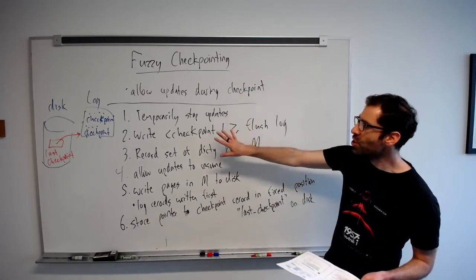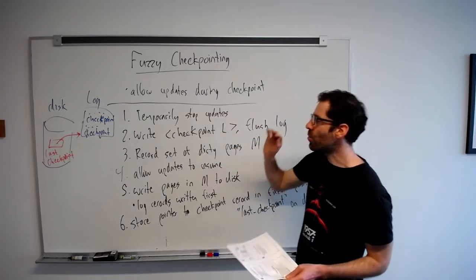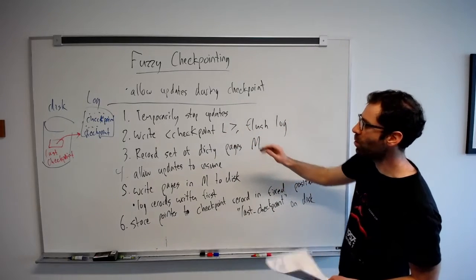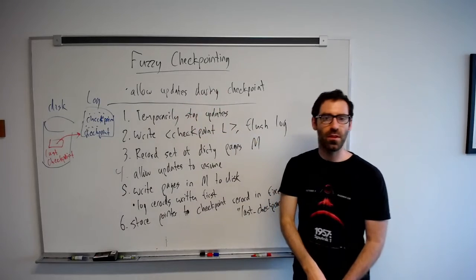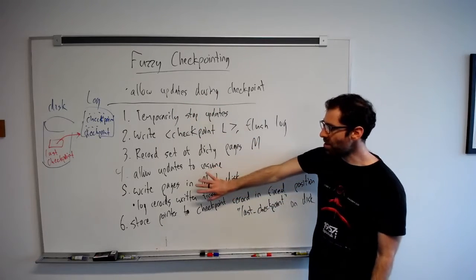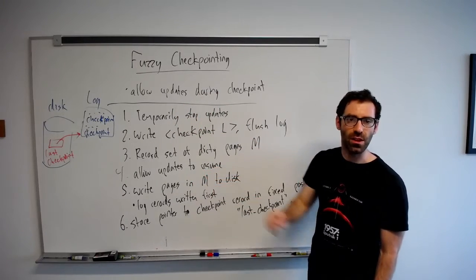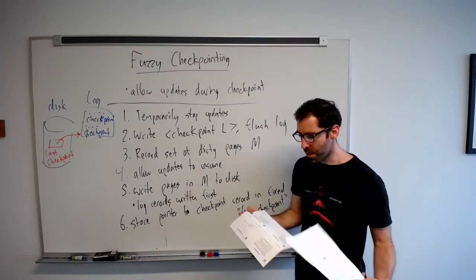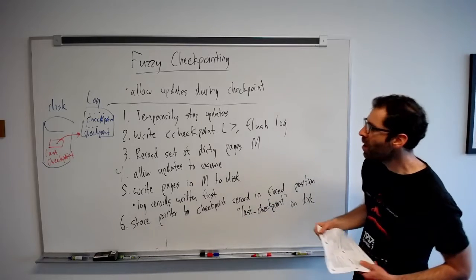So this fuzzy checkpointing will reduce the overhead for our checkpoints. We will just have this kind of temporary stop of updates, rather than stopping them during this potentially lengthy writing out process. So that's going to be an important win.